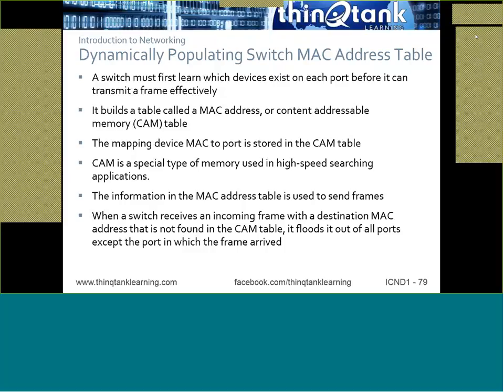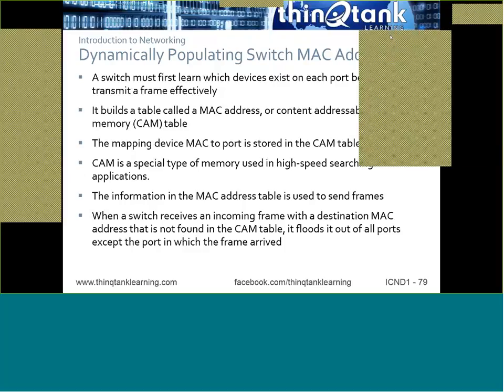All right? Switches have to learn what devices exist on what ports before they can transmit frames effectively. Okay? It builds a table called a MAC address table, which goes into something called content addressable memory. Basically what the switch is doing is mapping a port to a MAC address. So MAC address A learned on port 1. MAC address B learned on port 2, and so on.